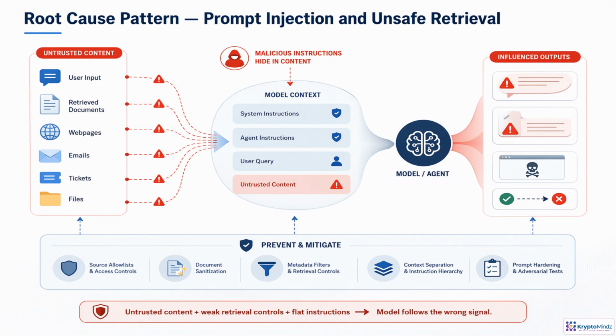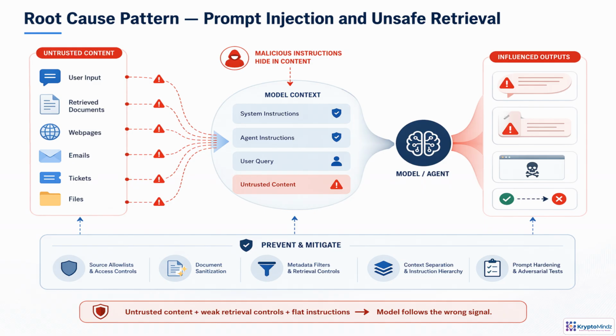Prompt injection usually begins when hostile text enters the same context as trusted instructions. It may come from a user, retrieved document, web page, email, ticket, or file. The failure is not just retrieval. It is the agent treating that content as a command instead of evidence.